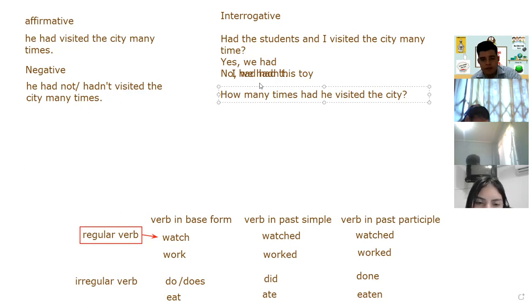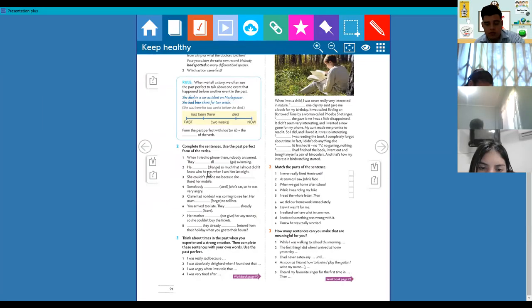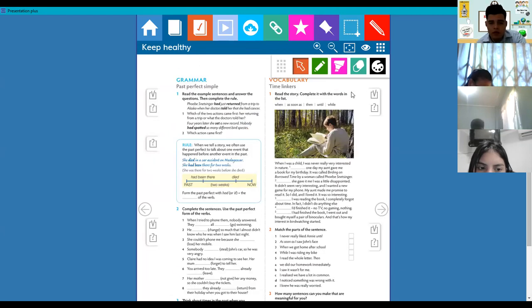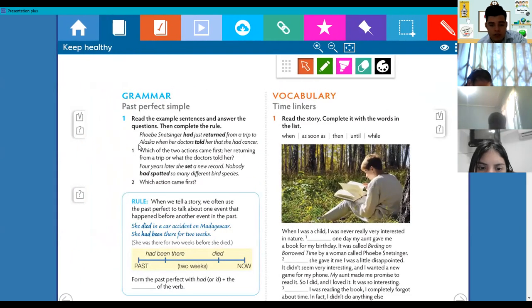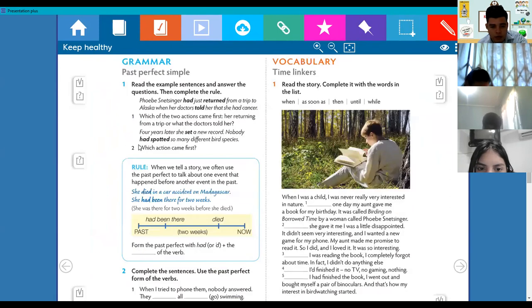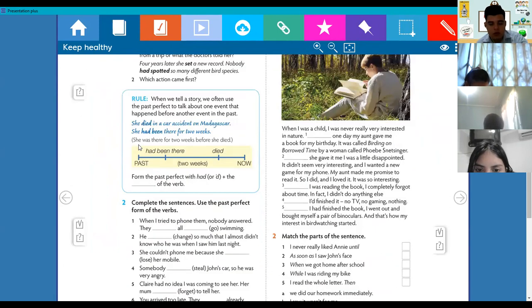So now let's look at the exercise in the student book. Please, everyone, open the student book, page number 94. Over here we have the past perfect simple. Read the example sentences and answer the questions. Then complete the rule. So over here we have the rule.